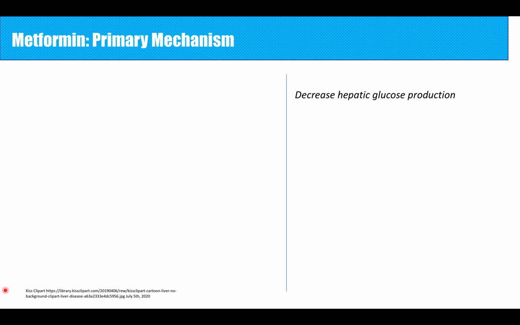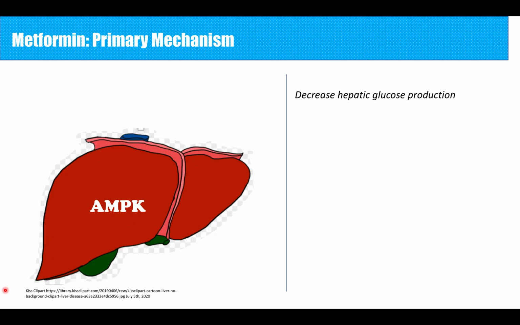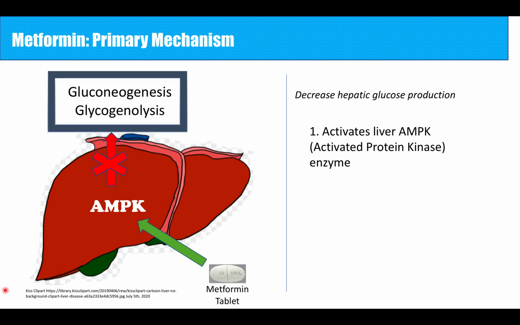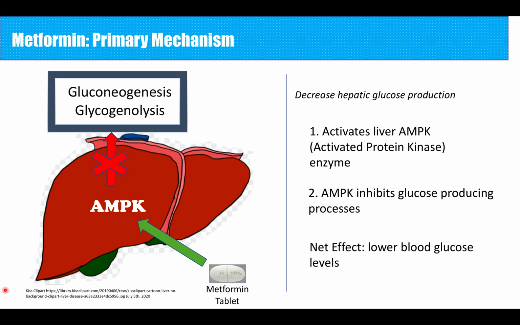Metformin's primary mechanism is to decrease the glucose-producing processes described earlier. And here's how. When the patient takes metformin, it activates the liver enzyme AMPK, also known as activated protein kinase enzyme. Activation of AMPK then decreases gluconeogenesis and glycogenolysis, thereby leading to a decreased blood glucose level.